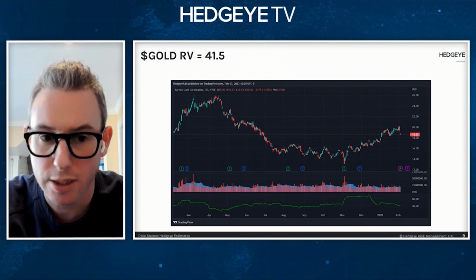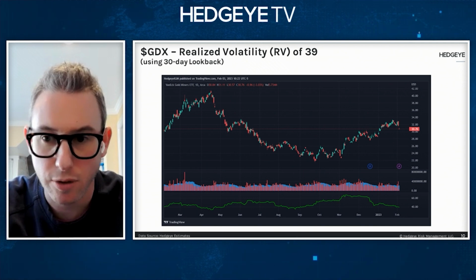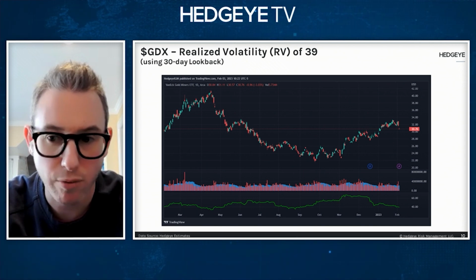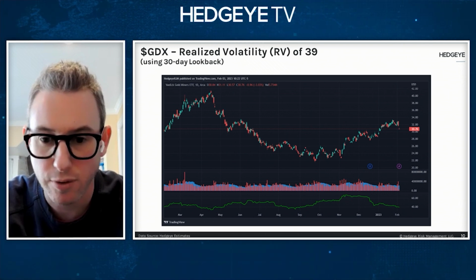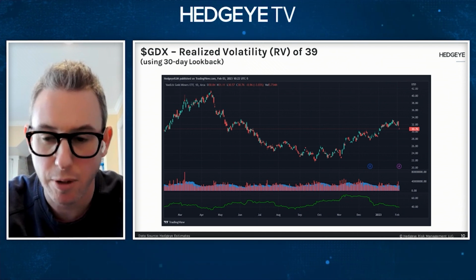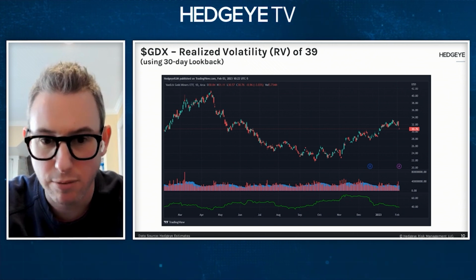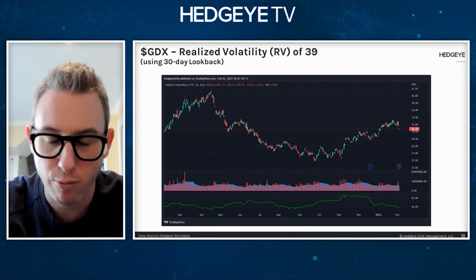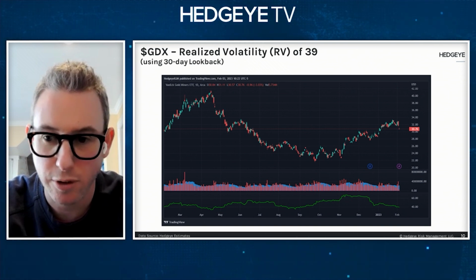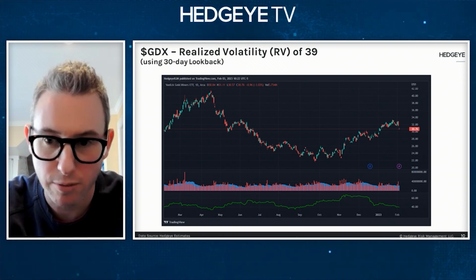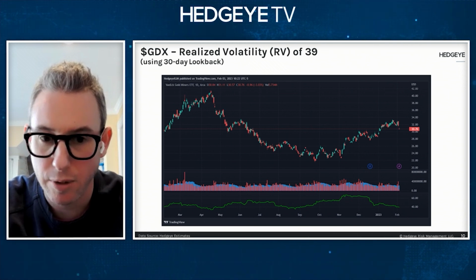If you go to the next slide there, Ron, again, this is using a 30-day look back. That means GDX and gold have a relatively similar realized volatility component. That makes sense because GDX is made up of a lot of other miners that might have a higher volatility component. But what that also means is that GDX, at 39, has a significantly higher volatility component than even the VIX, which is trading around 18 to 19 at the current moment in time.